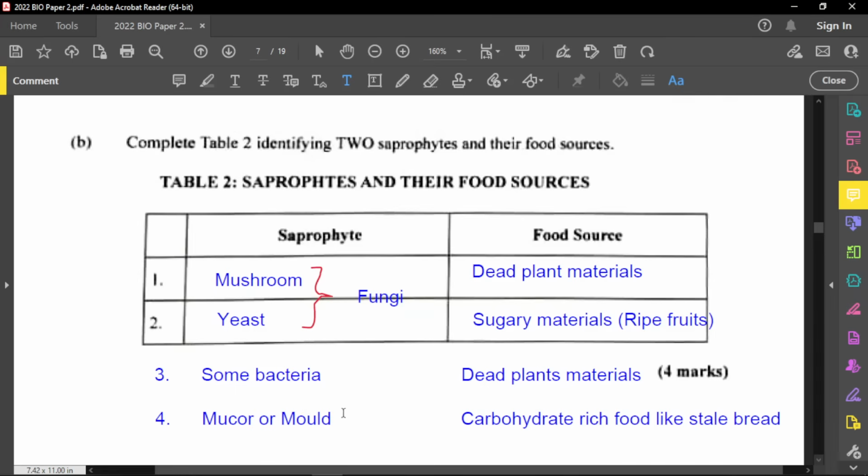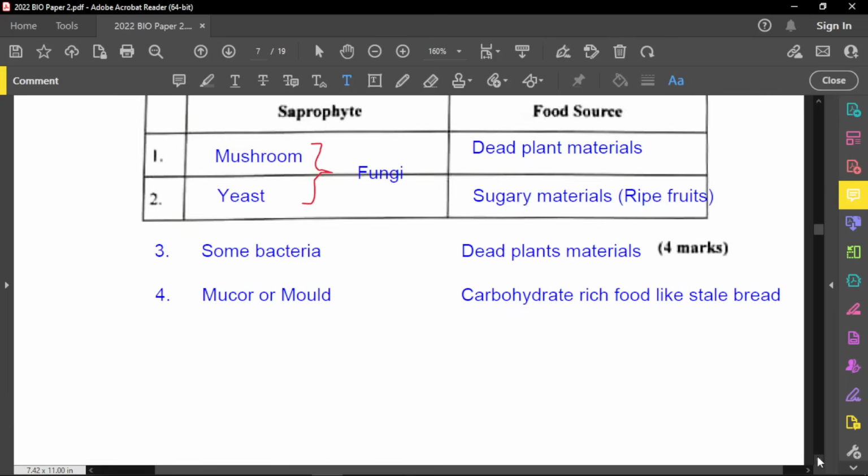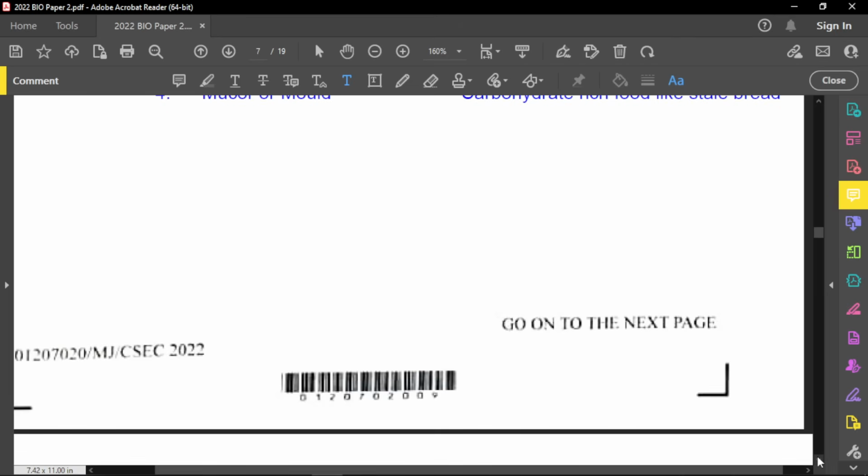For mucor or mold, they will feed on carbohydrate-rich food such as stale bread. All right, so that's why you see those green stuff sometimes on bread when the bread becomes stale. Those are mold, particularly pin mold or mucor.